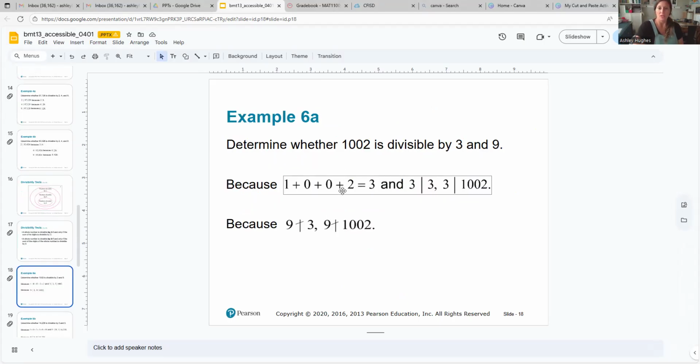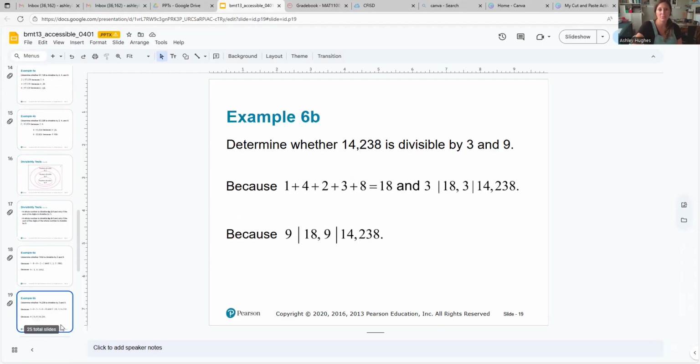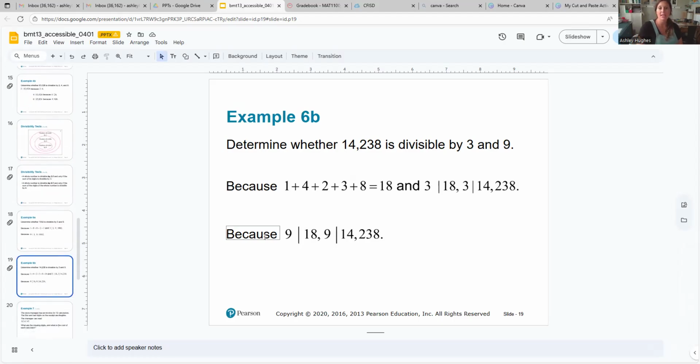So here's an example. I add up 1 plus 0 plus 0 plus 2, I get 3. And so then 3 goes into the number. 9 doesn't go into that number because 3 is less than 9. This one is divisible by 3 and 9 because when I sum up, I get 18. And 3 goes into 18, and also 9 goes into 18. And like I said, with the 9s, you actually can keep adding. So you could even go here again. And if you keep adding the digits over and over again, you should get 9. And if you don't, then it's not divisible by 9.